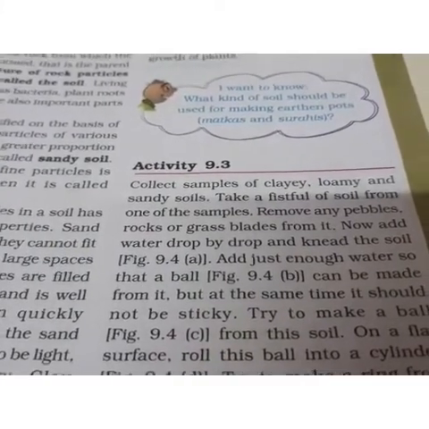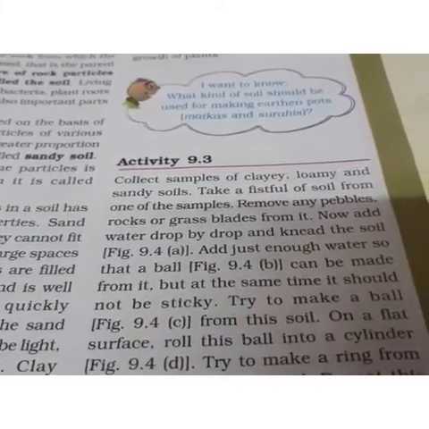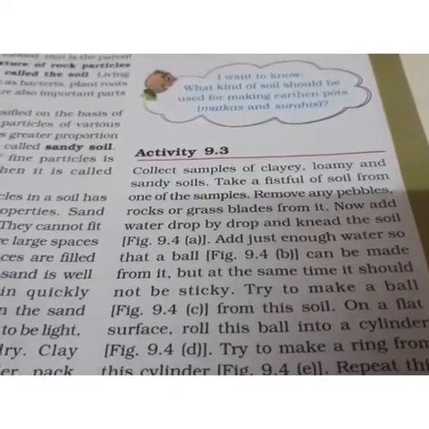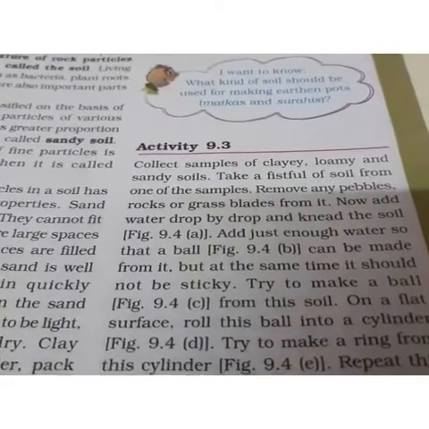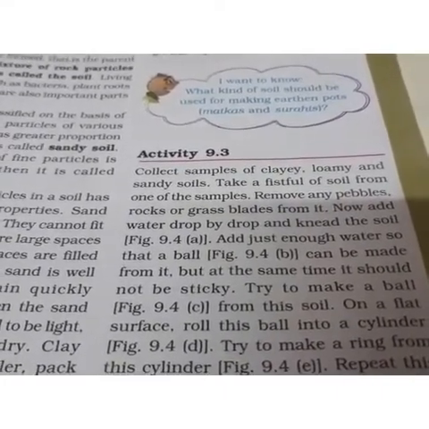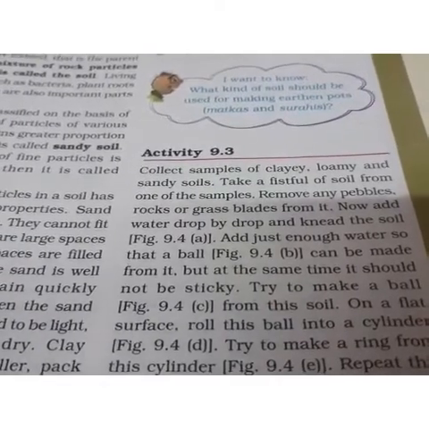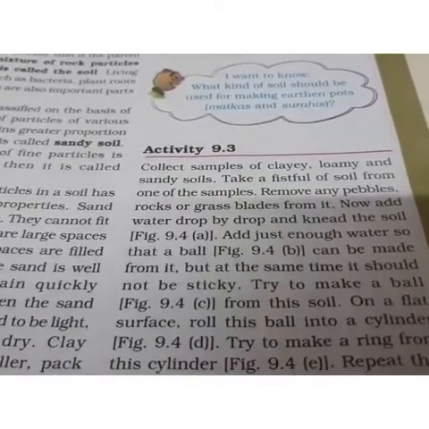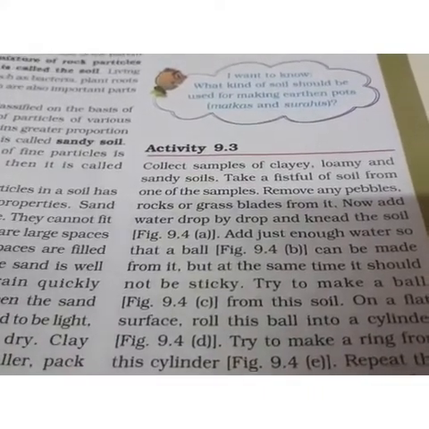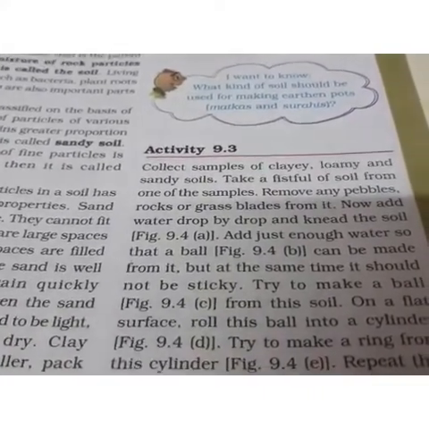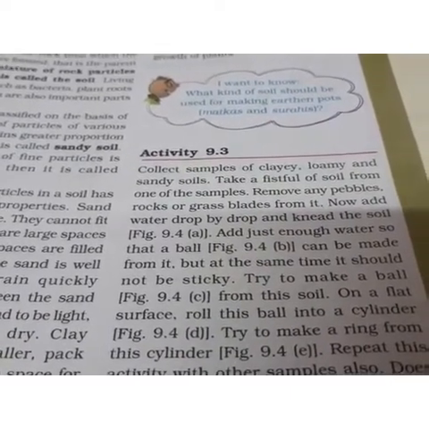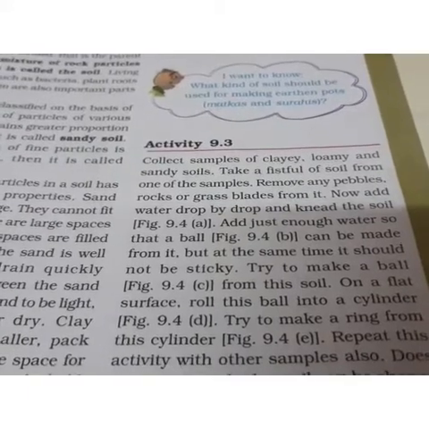Add just enough water so that a ball can be made from it. Means after mixing it with the water you have to make a big ball, मतलब अच्छे से knead करना है, but at the same time it should not be sticky. So you have to add a little water so that the soil does not become too sticky, but it should be such that it can be converted into a ball form. यह अच्छे से knead हो जाता है. Try to make a ball from the soil.